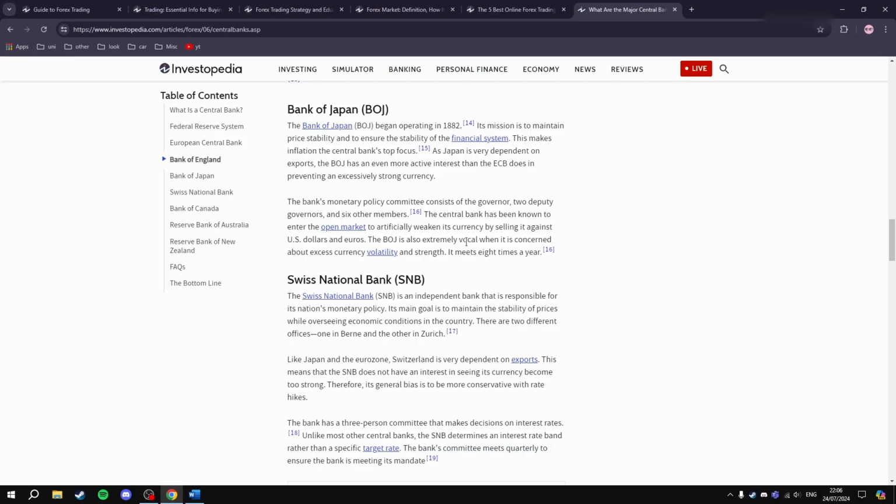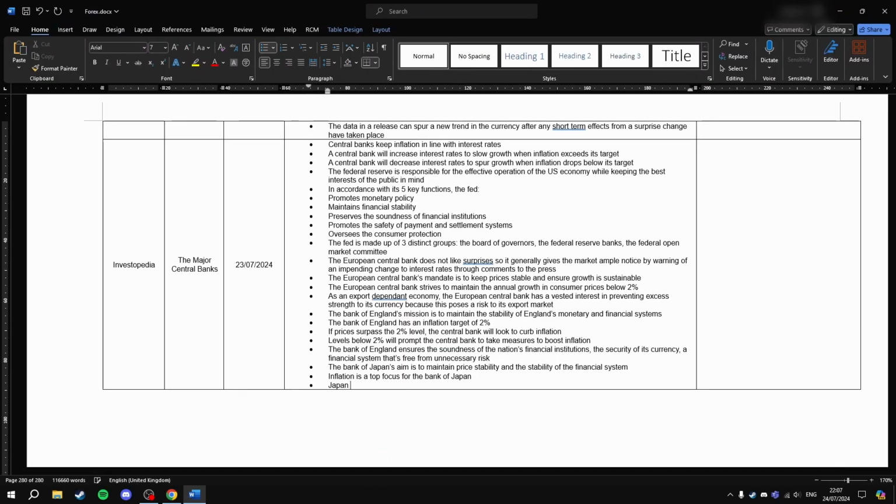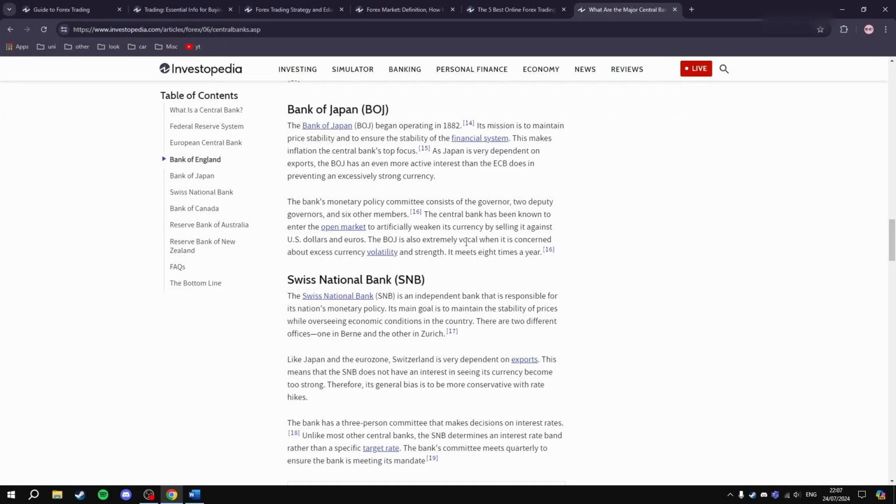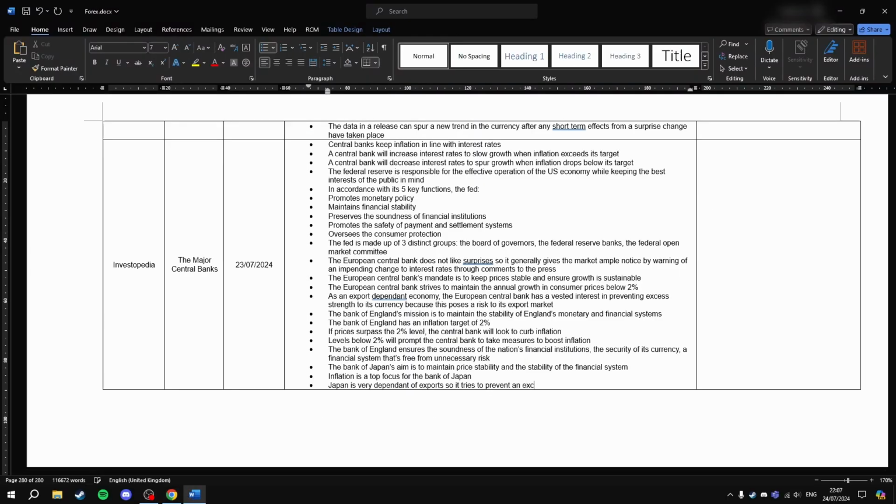As Japan is very dependent on exports, the Bank of Japan has even more active interest than the European Central Bank does in preventing an unnecessary strong currency. Japan is very dependent on exports, so it tries to prevent an excessively strong currency.